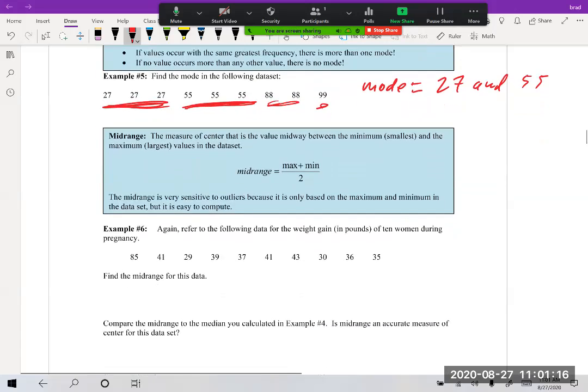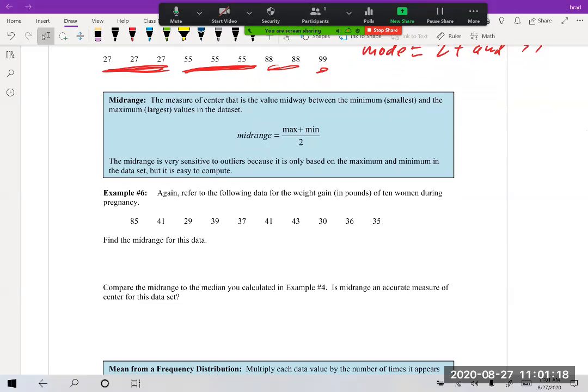Okay, the mid-range is the measure of center that is the value midway between the minimum, the smallest, and the maximum, the largest value of the data set. So if you ever want to find the mid-range, you just take the biggest value plus the smallest value and divide by 2. The mid-range is very sensitive to outliers, very similar to the mean, because it's accounting for the highest value and the lowest value. So what if the highest value is an outlier and the lowest value is an outlier? That's going to drastically affect your mid-range, when in fact the data might not even be centered around that. So it says, find the mid-range for this data set.